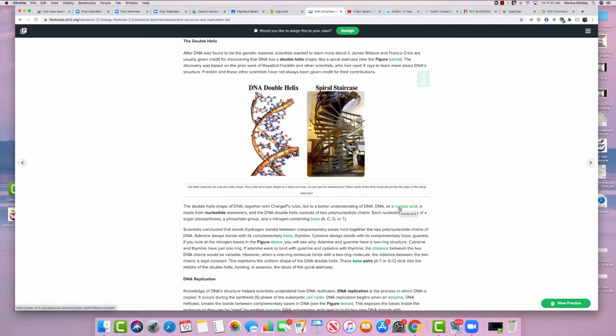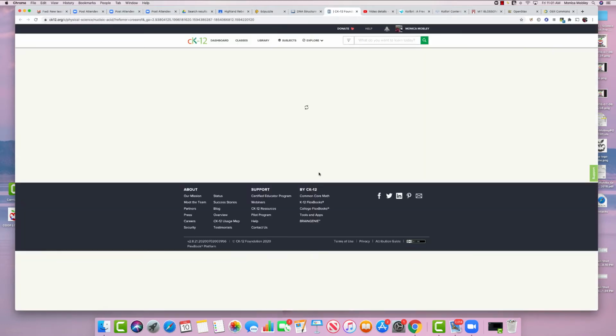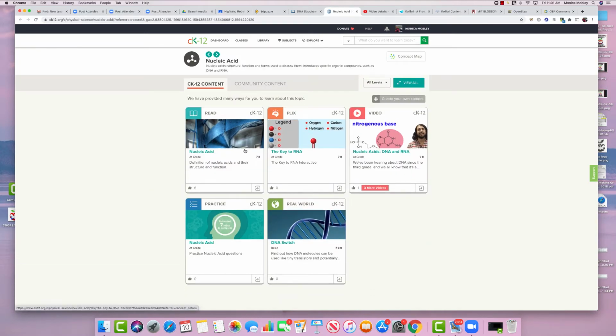The words themselves, if I pull up nucleic acid, maybe I don't know what a nucleic acid is. When I pull that up, it's going to take me to resources that would provide students with opportunities to interact with other materials related to that particular word.